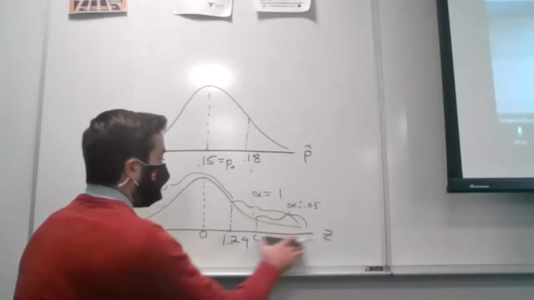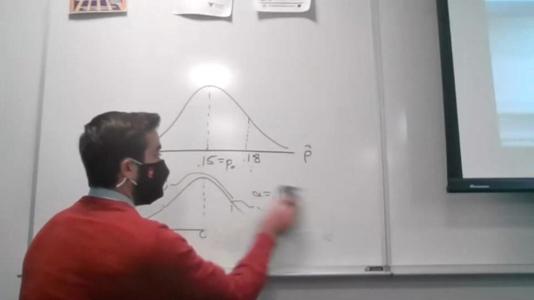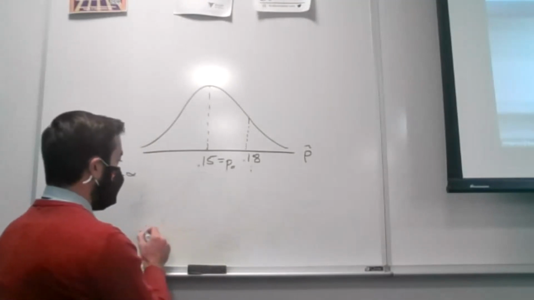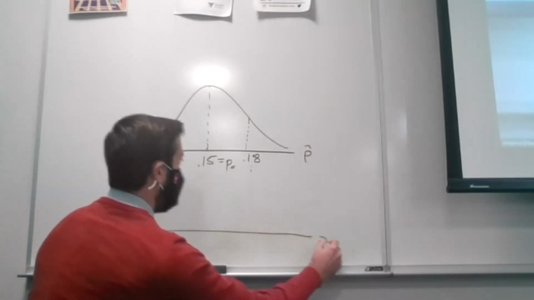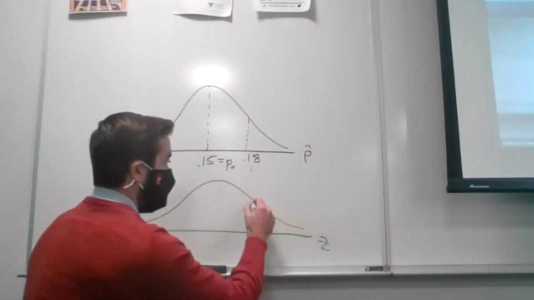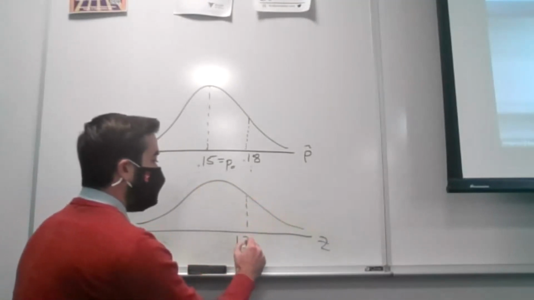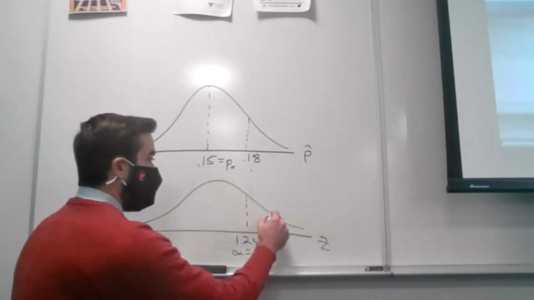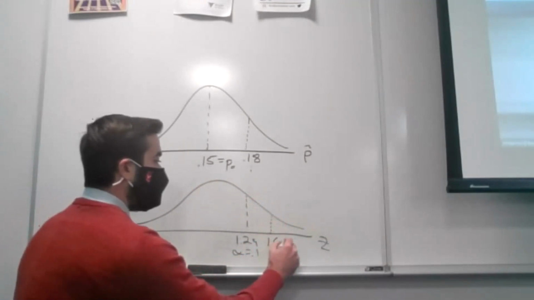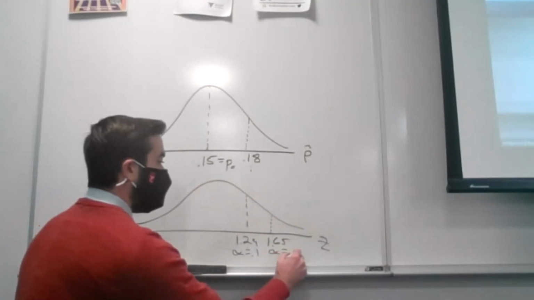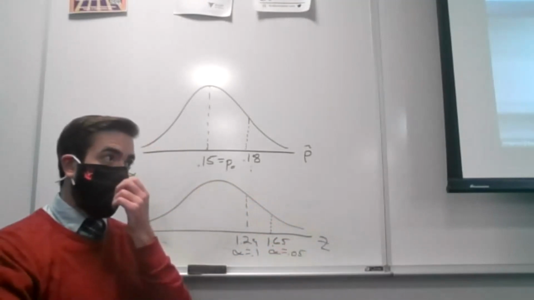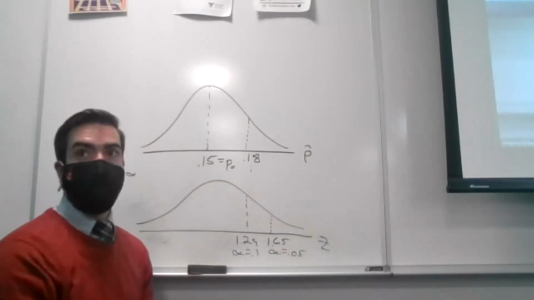So just to clean this up a little bit, I had that critical value of 1.29. That corresponded to an alpha of 0.1. Got my critical value of 1.65. That corresponded to an alpha of 0.05. And I could do the exact same thing, but for an alpha of 0.01.